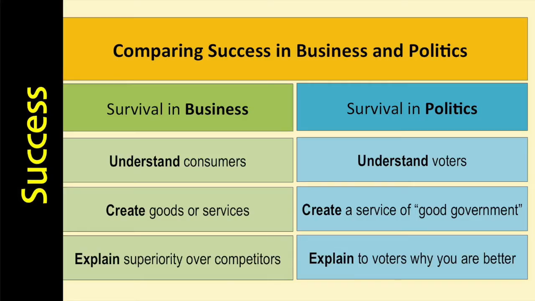Comparing the keys to success in business and politics. In business, we want people to buy our product rather than someone else's, pay more for our product, buy more of our product, recommend our product to others, and be loyal. Similarly, in politics, we want people to vote for us, buy our vision and services rather than the other politicians, donate time and money, recommend us, and to be loyal.